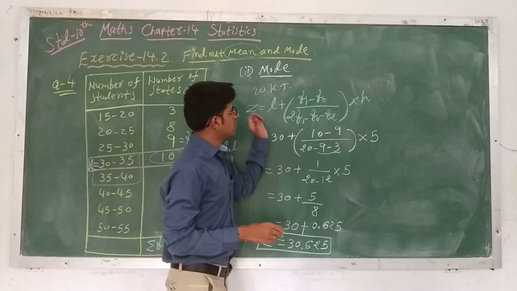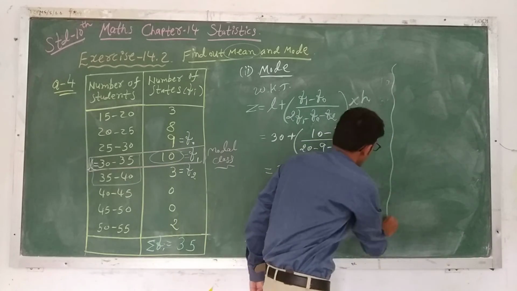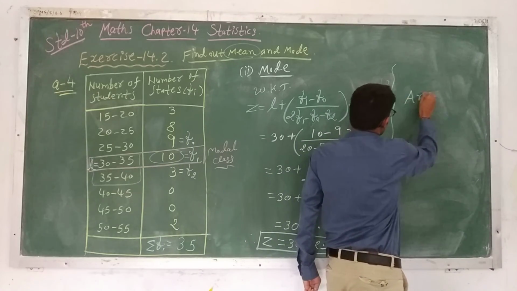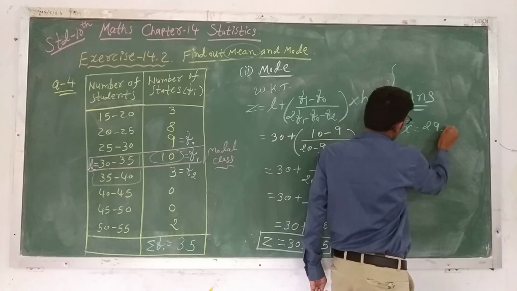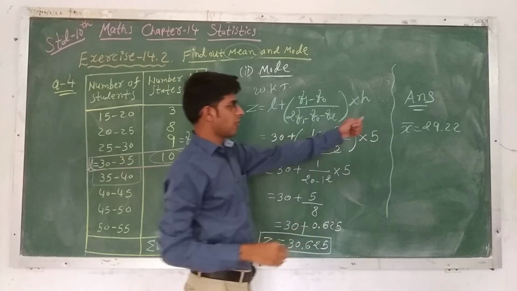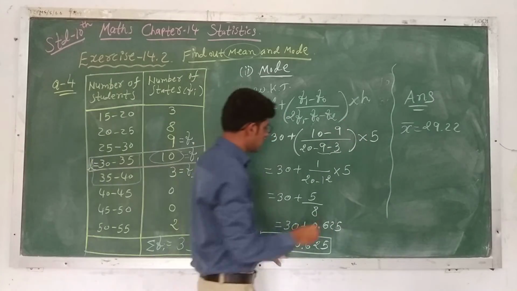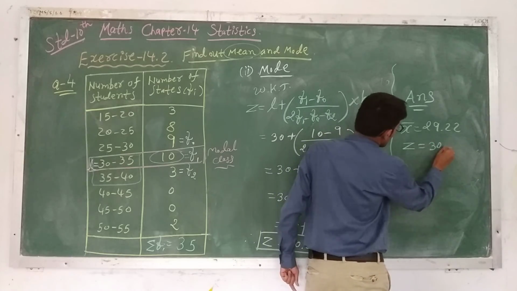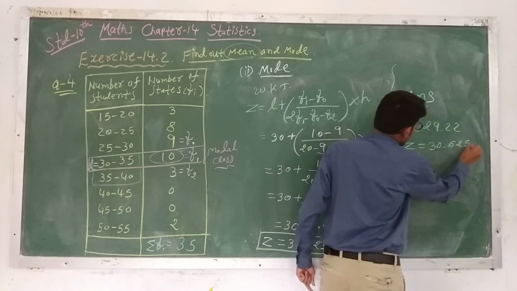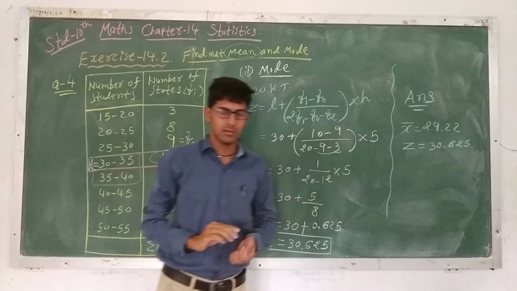So the final answer: x bar is equal to 29.22, the mean is 29.22, and the mode Z is equal to 30.625. Is it clear? No doubt.